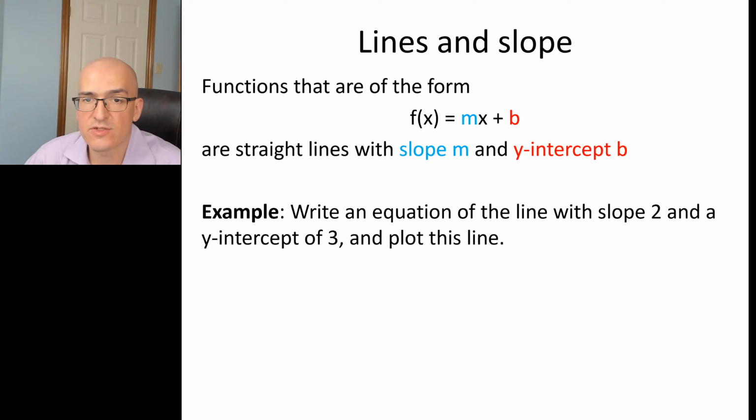B tells you the y-intercept, which is defined as the y-coordinate of the line when the x-coordinate is equal to 0. Those two things alone are enough to uniquely describe a line.